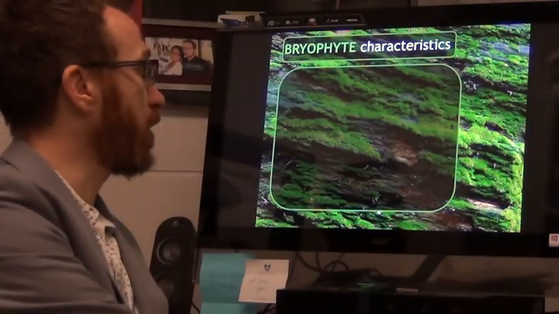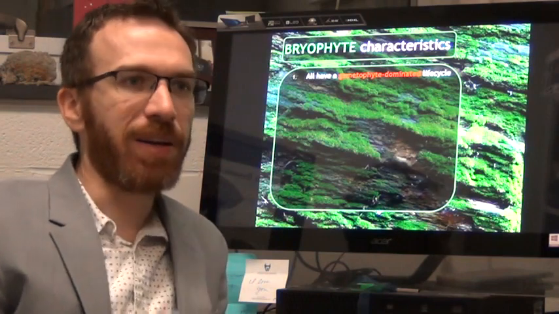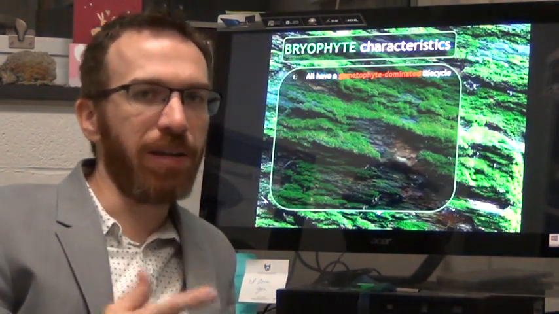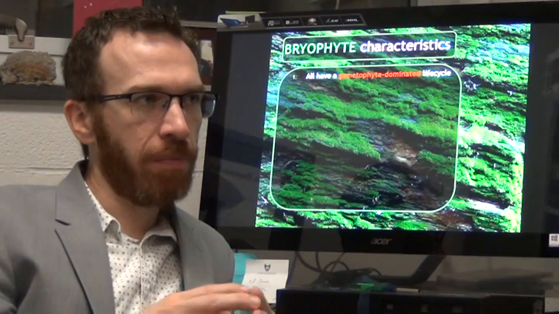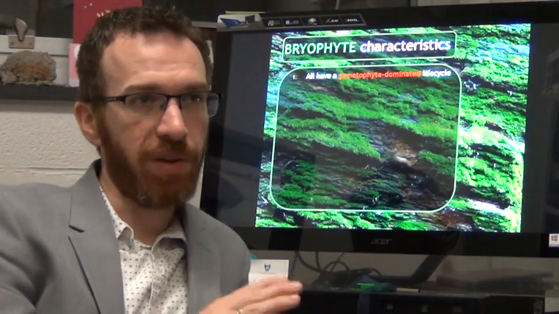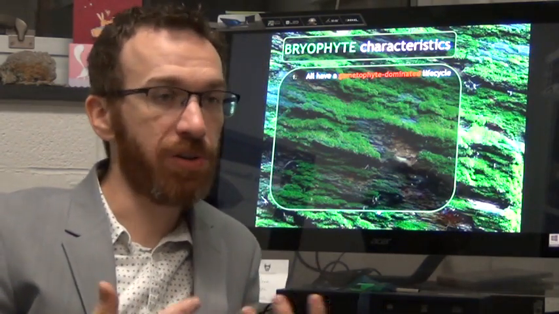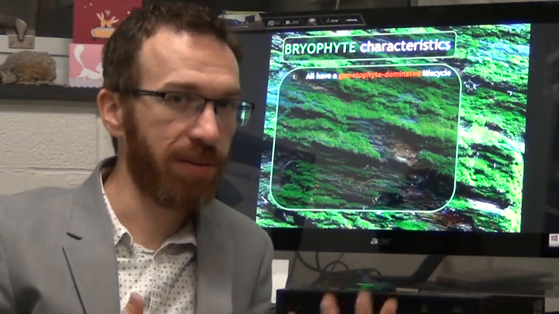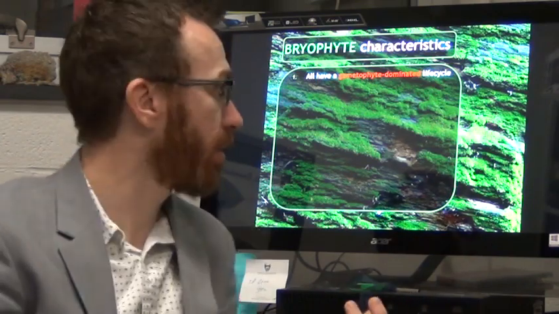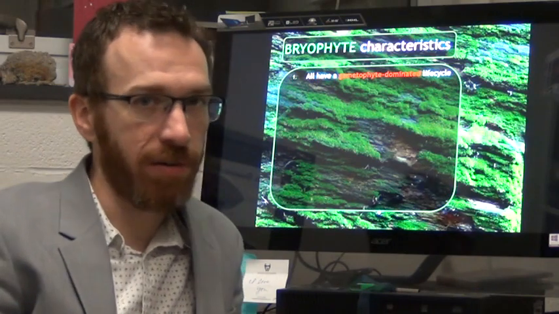So let's talk about their characteristics. Number one, all bryophytes have a gametophyte-dominated life cycle. In other words, the gametophyte, the haploid version of this plant, is the dominant version. The one that you most associate with bryophytes is haploid, gametophytic. Like the green moss, that's the gametophyte version.